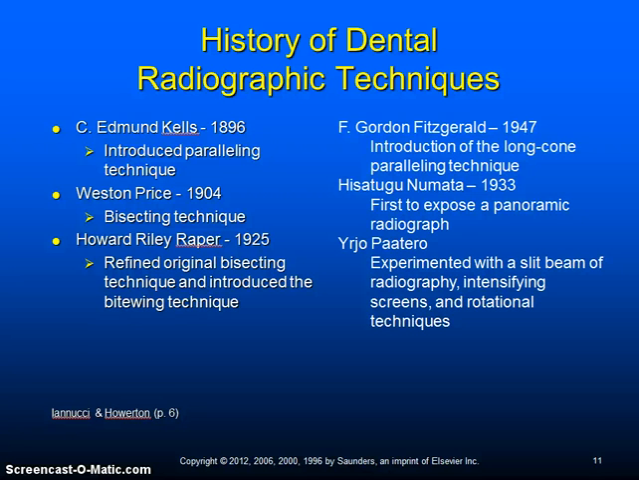Various radiographic techniques were developed from 1896 to 1947. Nowadays, the operator is free to decide which technique to use according to the patient and diagnostic needs. Since 1947, the focus of research has been on making dental radiography safer for the patient by increasing film speed and reducing scatter radiation.